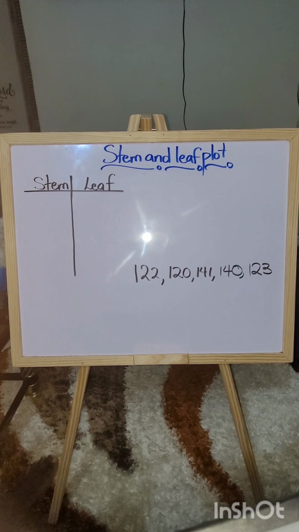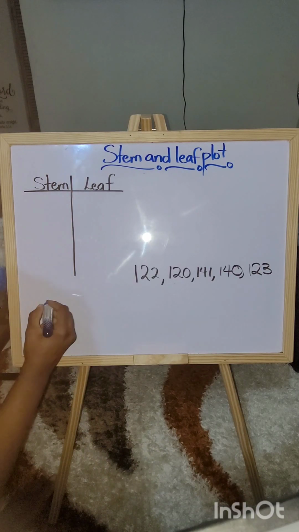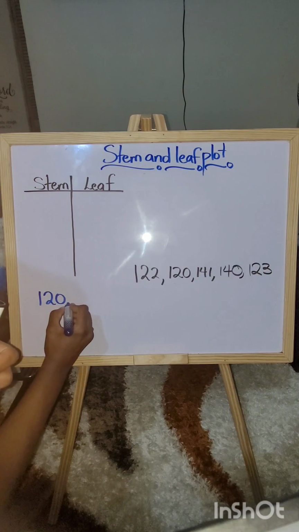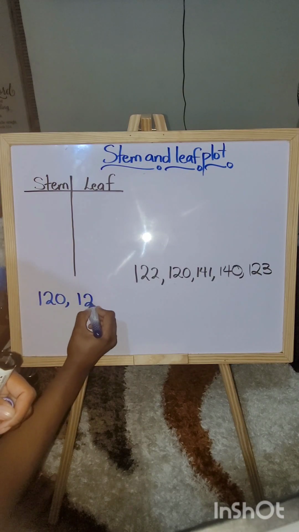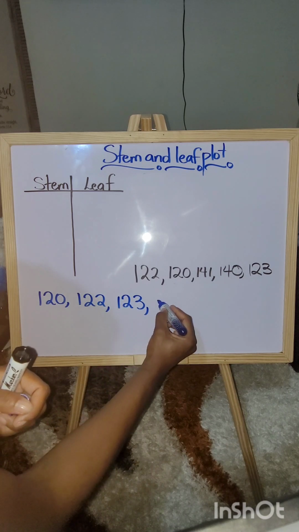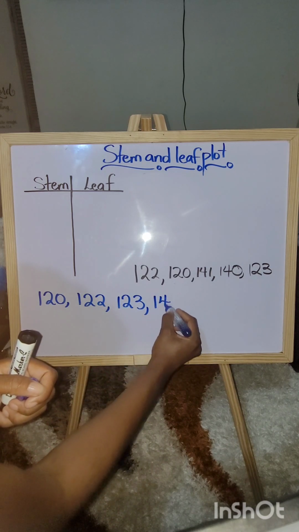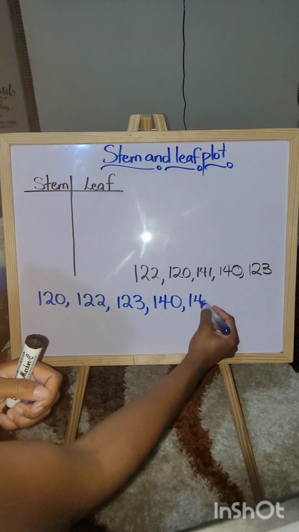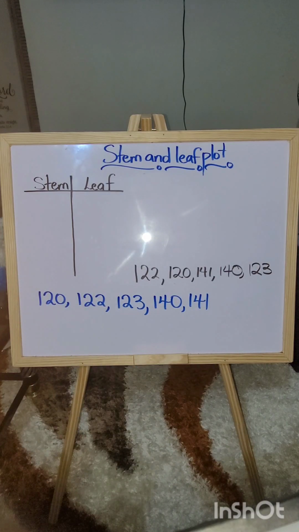Alright, so let's look at this example. We have a stem and leaf plot here, but we don't know how to put on these numbers. The first thing that you have to do is put the numbers in counting order, from smallest to largest. So we know that when we're counting, 120 would come first, then 122, then 123, then 140, then 141, or 141, doesn't matter.